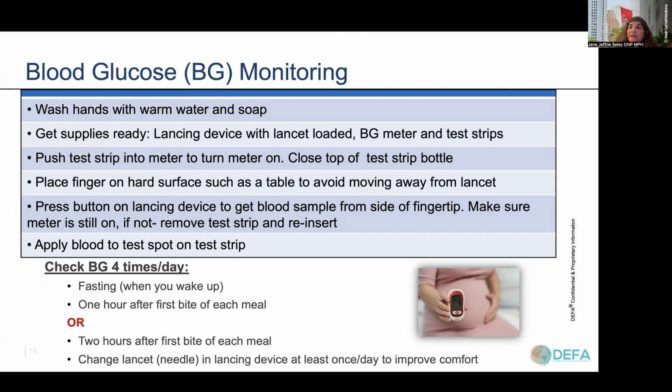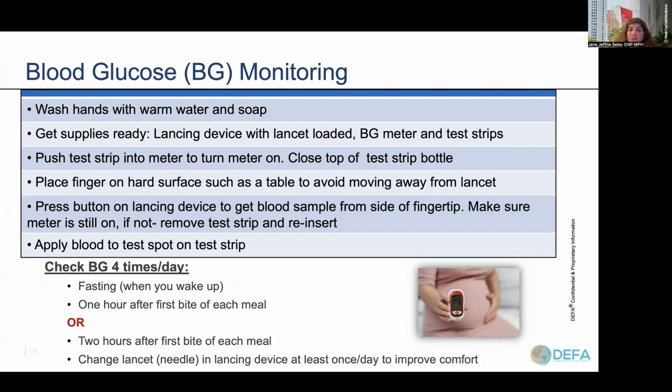Hands are washed, lancing device is loaded, meter is ready to go. Push that test strip in, stick the finger. Good idea to anchor the finger on one's lap or on a table so you can't pull away from that lancet. So you get a good contact, so you get a nice specimen, and go ahead and do the test.